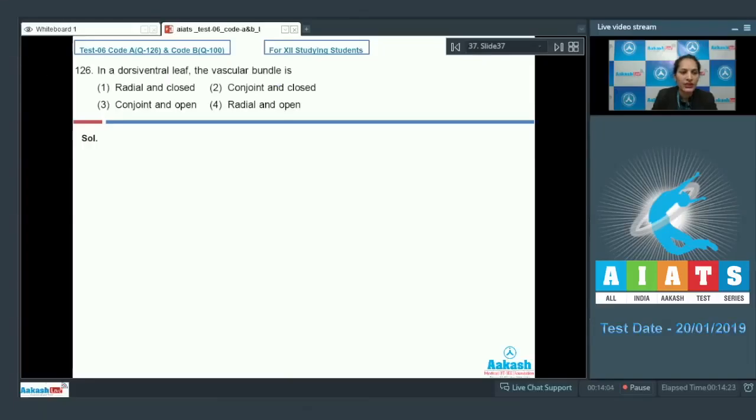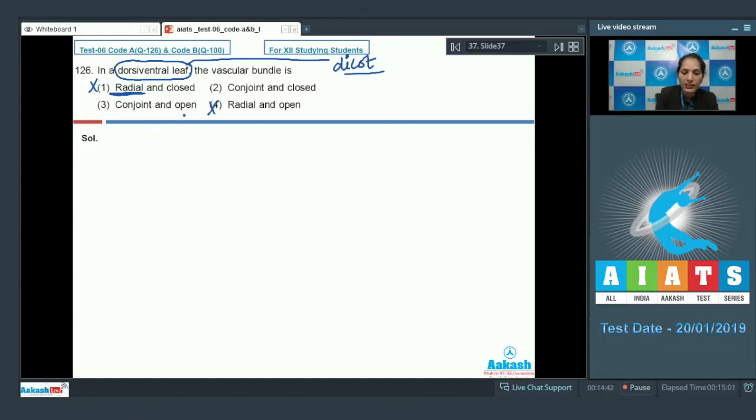Question number 126. In a dorsiventral leaf, the vascular bundle is first option radial and closed, second conjoint and closed, third conjoint and open, fourth radial and open. Dorsiventral leaf means a dicot leaf. The vascular bundle is first option radial and closed. No, radial vascular bundles are seen in roots. So first and the fourth options are ruled out.